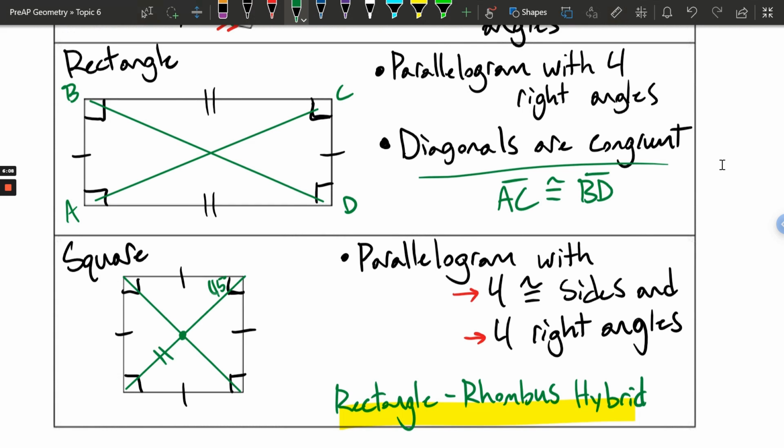It turns out that all these legs that meet in the middle of these diagonals are also congruent to each other. So we get a lot of congruent triangles. We get 4 congruent triangles out of this when we draw the diagonals. The reason why I'm calling it a rectangle rhombus hybrid will become apparent once you see the chart. So give me 1 second, I'm going to go pull up the chart.